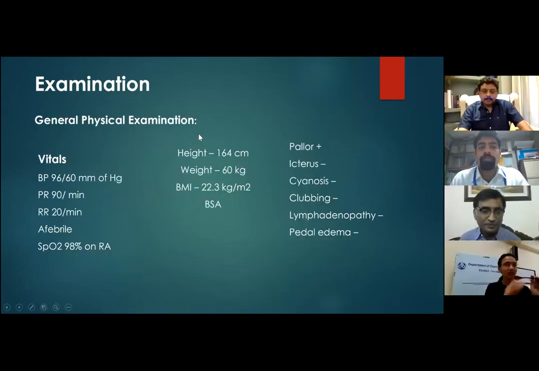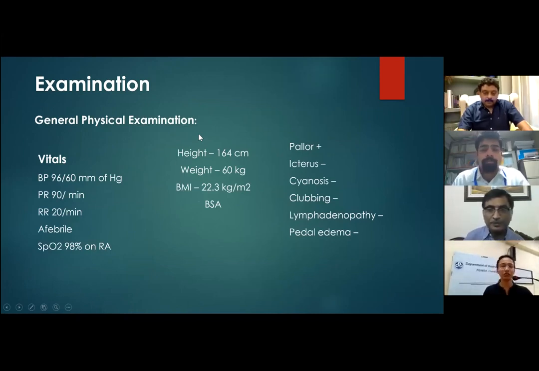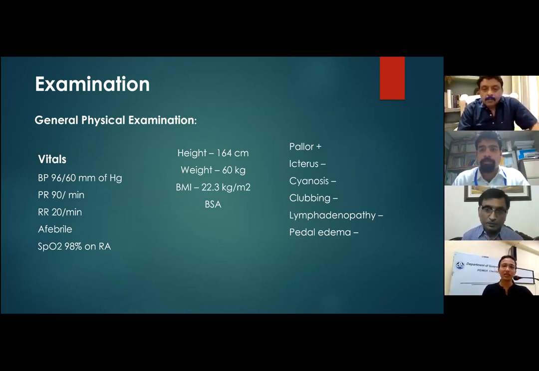Thank you, sir. So I'll be going with the examination. Examination and photography were both done after consent. On general physical examination, vitals were normal. The patient has a BMI of 22.3 kilogram per meter square of body surface area. There was pallor. There was no icterus, cyanosis, clubbing, generalized lymphadenopathy, or pedal edema.